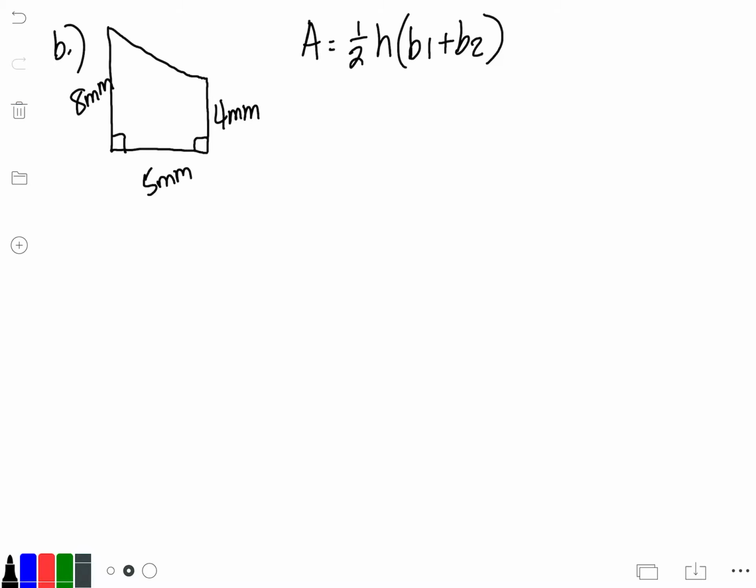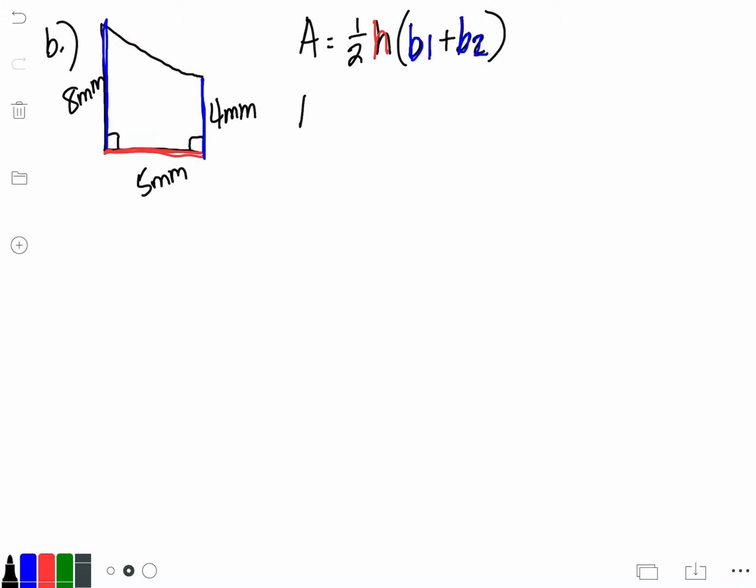Again, height, I'll make it red, needs to be between the bases. So your height is actually 5 this time because your bases are parallel. I'm going to make the blue your bases. Okay, it's kind of tricky. This one's on its side. Again, height has to be between the two bases. So now I'm going to plug in these numbers. Got 1/2, the height is 5.